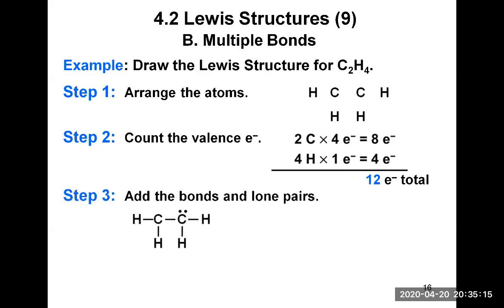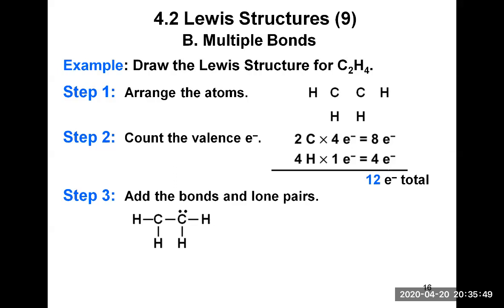Next you want to add the bonds between the atoms. You will add bonds between the 2 carbons and then between each carbon and the hydrogens that are next to each other. By placing those single bonds, we have 5 single bonds times 2 electrons each. That's 10 electrons that have been used, taken out of the 12, so that's 2 electrons left.